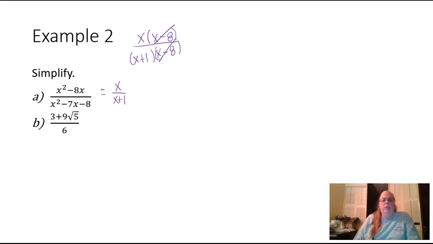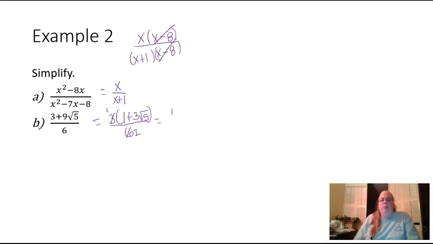All right, so this is going to give me 3, and then we have 1 plus 3 times the square root of 5 here. And then on the bottom we have a 6. And now 3 is a factor. It's being multiplied by the parentheses. So now I can actually cancel. 3 will go into 3 one time. 3 goes into 6 twice.